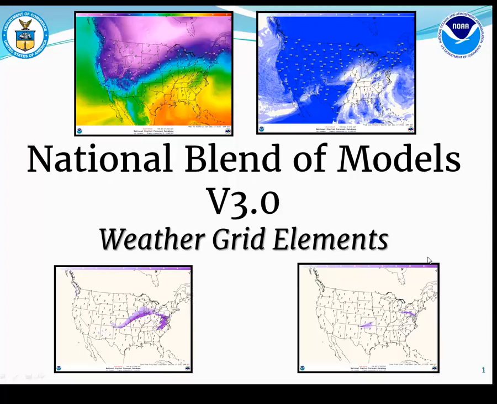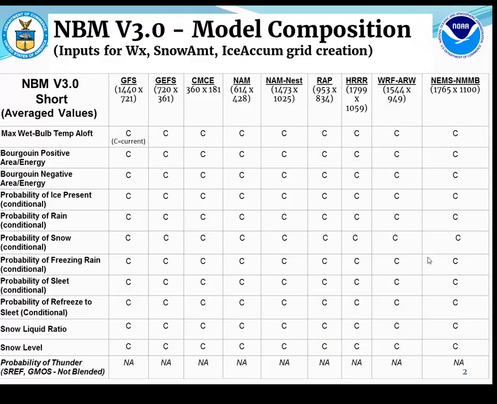Included in the National Blend of Models version 3 are a number of weather grid elements and inputs to create a weather grid in GFE. Some of those inputs are defined, or fields are shown on the left-hand side here. The Bourgouin positive and negative energy, probability of ice present in the column, probability of rain, snow, freezing rain, and sleet, and also the probability of refreezing to sleet.